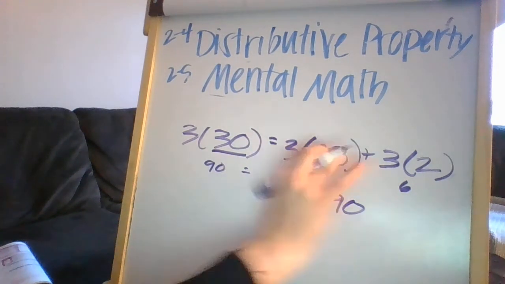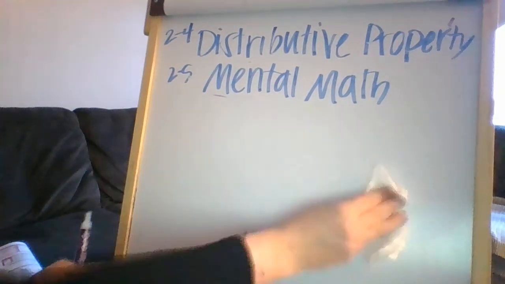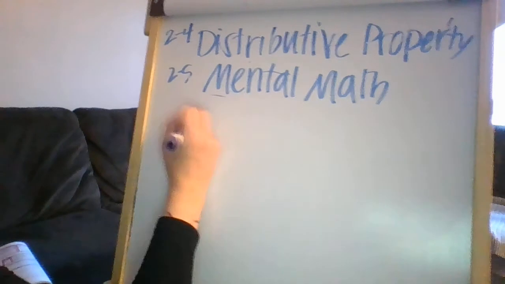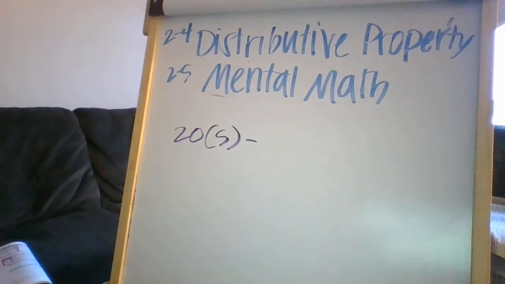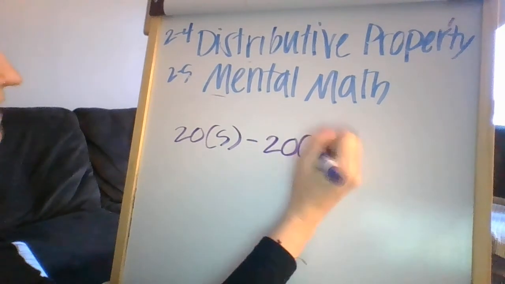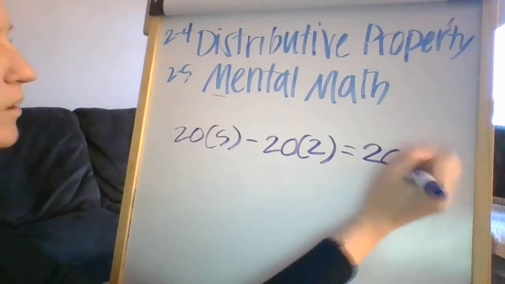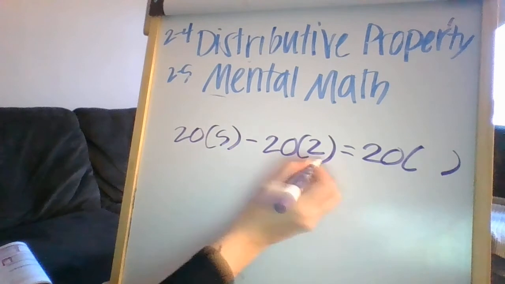So if we take that number and break it apart, that is what our distributive property is going to be taking a look at. Now it also works with subtraction. For example, if we have 20 times 5, that's a 5, not an S, okay, minus 20 times 2, we know that is going to be the exact same thing as 20 times what? Take a look at what we have.